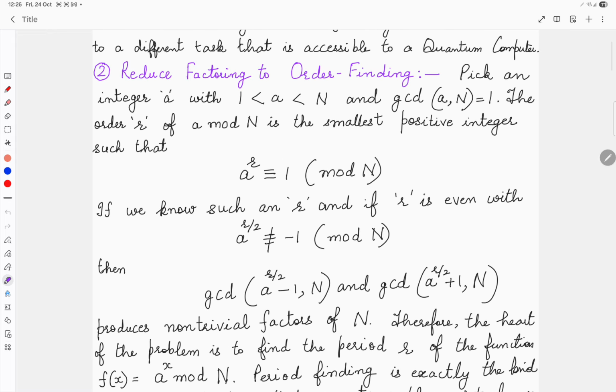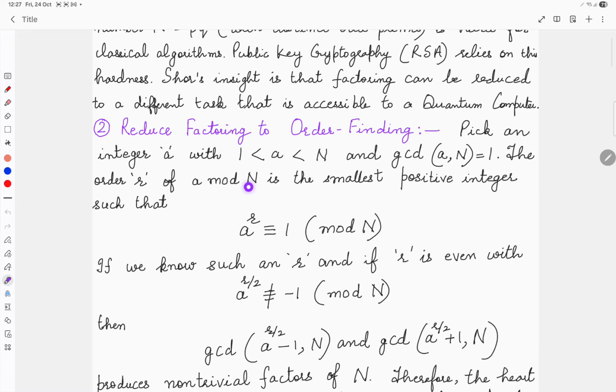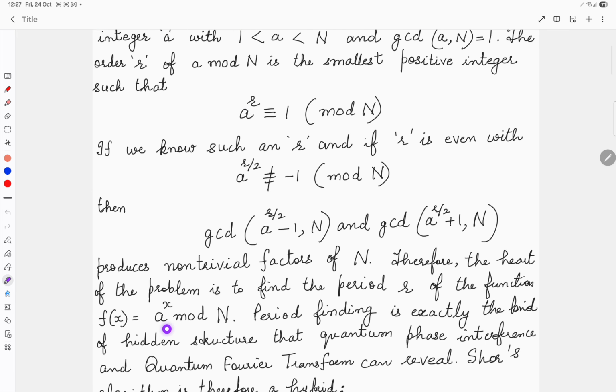Now, further, if a to the power r is congruent with 1 mod N, what is the meaning of a mod capital N? The meaning is the remainder. When I divide a by N, whatever the remainder is, that is represented by a mod N. Now if we know this r, which is the order of the function a to the power x mod N.